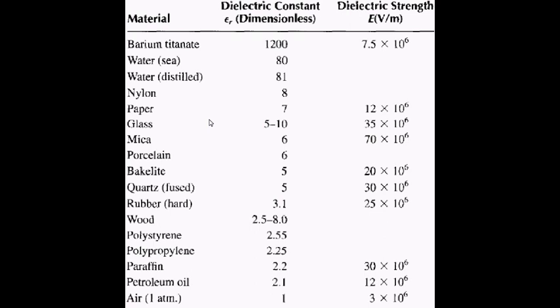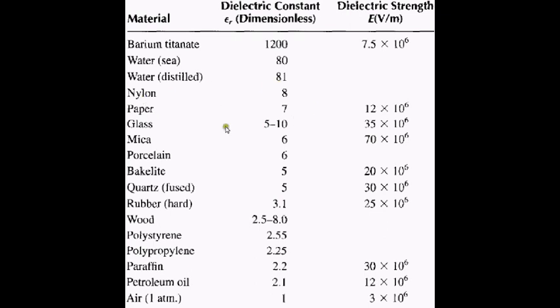There are a lot of materials. They have different dielectric constants. Epsilon r is also called dielectric constant. Barium titanate has the value 1200. So a very high value. In sea water, its value is 18. In distilled water, it's 81. Sea water has less value. You know that there are many salts in sea water, therefore its permittivity becomes less than distilled water.